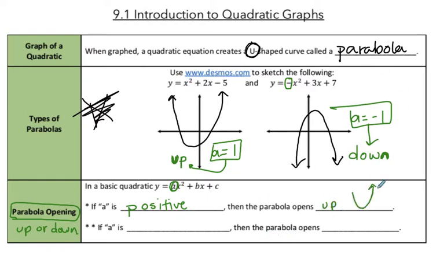So it opens up like this. If A is negative, then our parabola is going to open down like a frown, like this. And so as we start looking at the characteristics, A is going to be an important characteristic that's going to tell us the shape and direction of ours. And then we'll start looking at everything else put together.